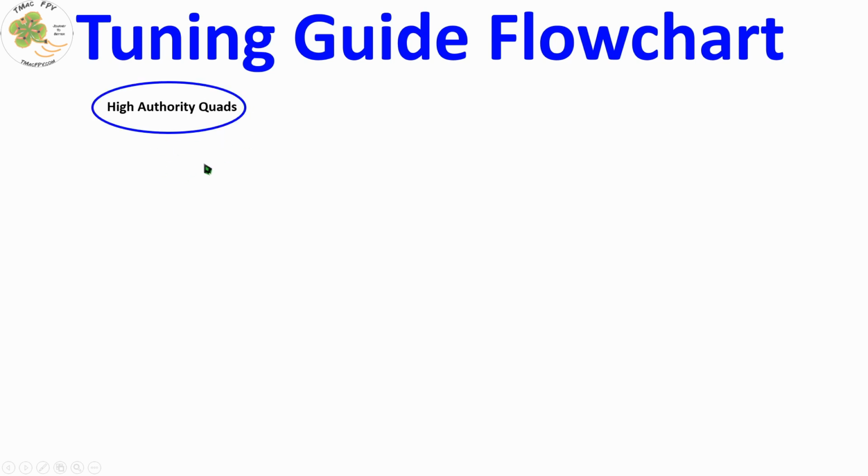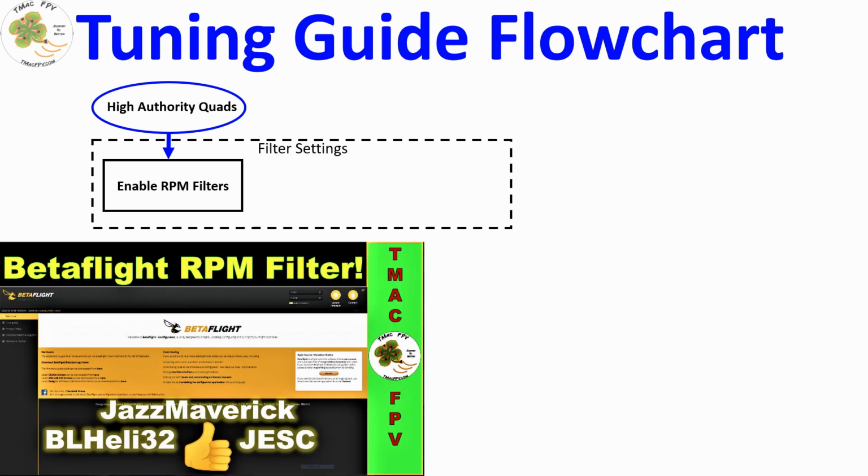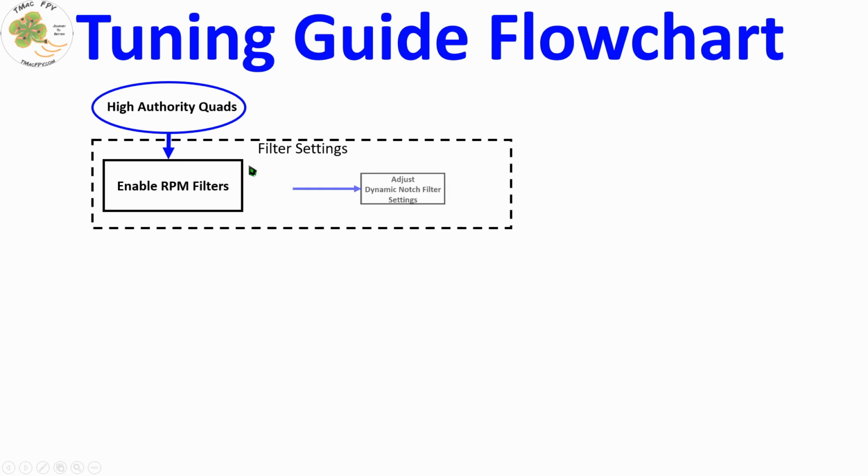So in that high-authority category, the first thing we did was work on our filter settings. We enabled our RPM filters, which I will always do from this point on. There's no sense in not doing it since they're so darn effective. I've got a video on the RPM filters you can check out if you're unfamiliar with how to set those up. Next, since we enabled our RPM filters, we adjusted our dynamic notch filter from its default settings since those default settings are for without RPM filters set up.